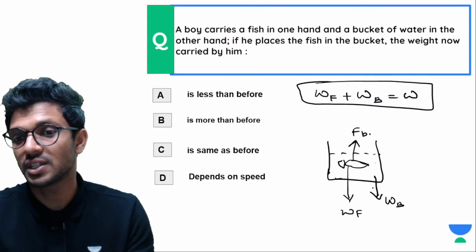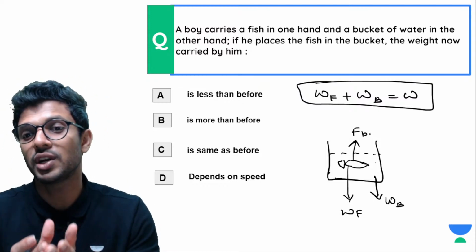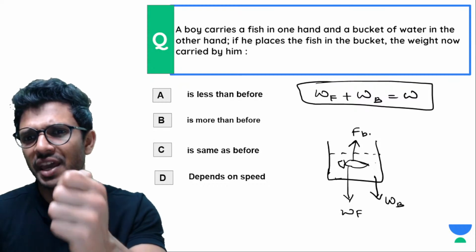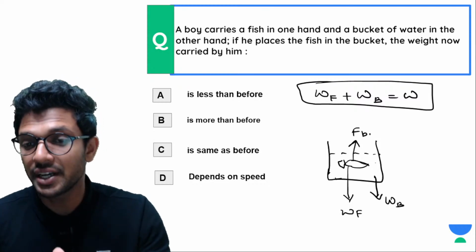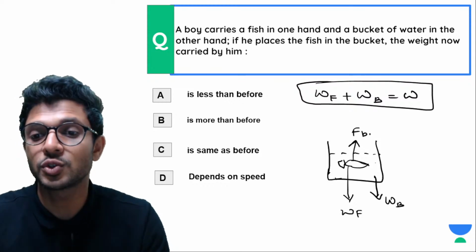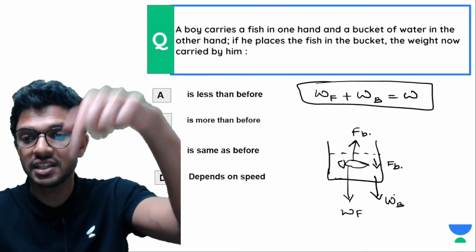FB, a buoyant force. If the liquid is giving a buoyant force on the fish in the upward direction, by Newton's third law, every action has an equal and opposite reaction. So if water is giving an upward buoyant force on the fish, the fish will be giving the same amount of buoyant force on the water in the downward direction.